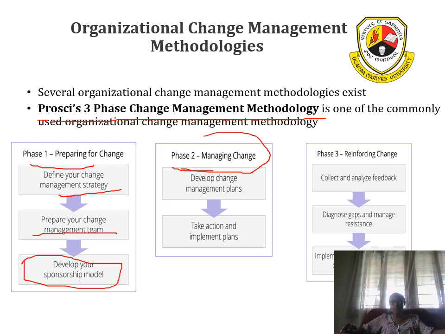We move to phase 2 where we manage the change. So here we develop change management plans. The change management plans are basically the action that is going to take place. Once you've determined what is going to change and who's going to be affected, then we take action. We implement our plans, and as we begin to communicate to the people who are going to participate, we train them. We manage every stage of change, the pessimism, the doubts, and so on and so forth. We manage all these stages.